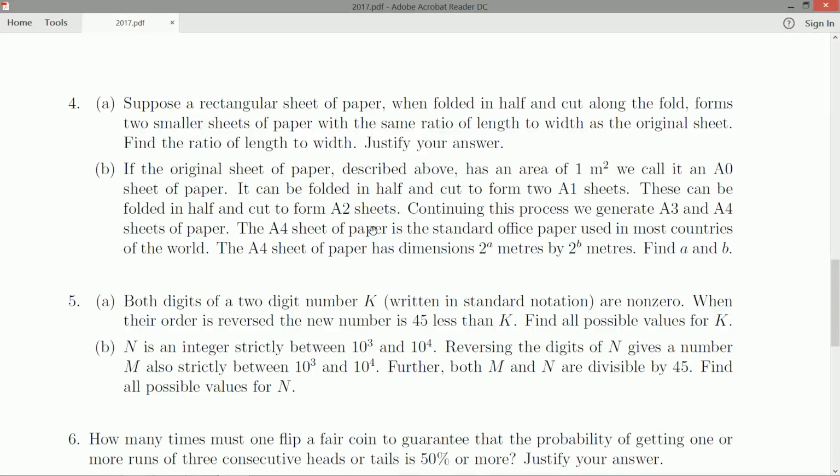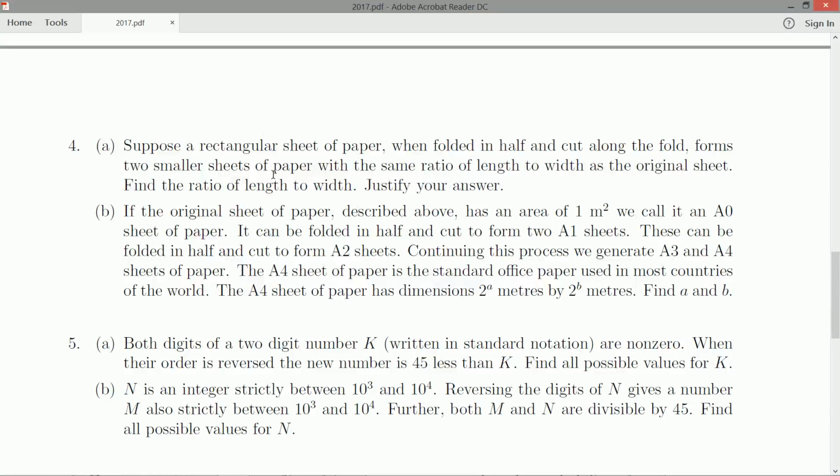We're looking at question number 4 on the 2017 MMC Manitoba Math Contest. For A, suppose a rectangular sheet of paper, when folded in half and cut along the fold, forms two smaller sheets of paper with the same ratio of length to width as the original sheet. Find the ratio of length to width.